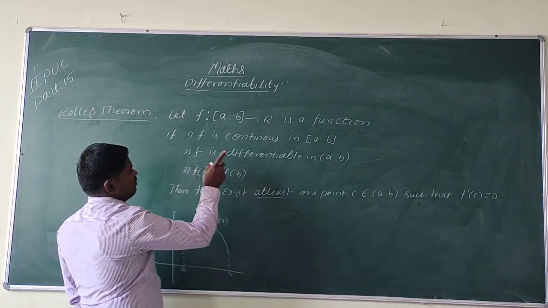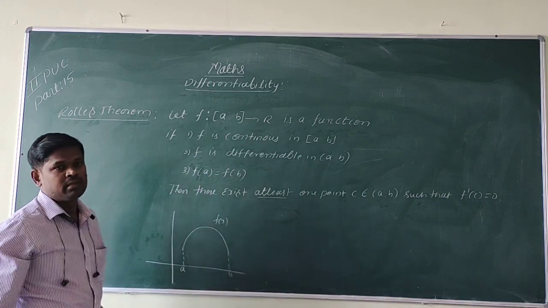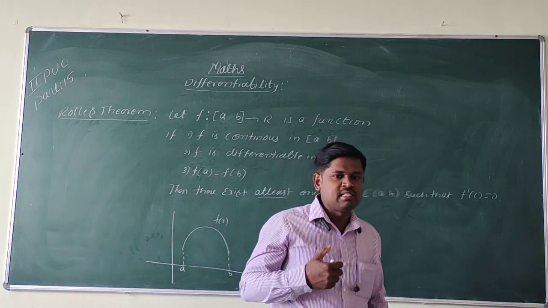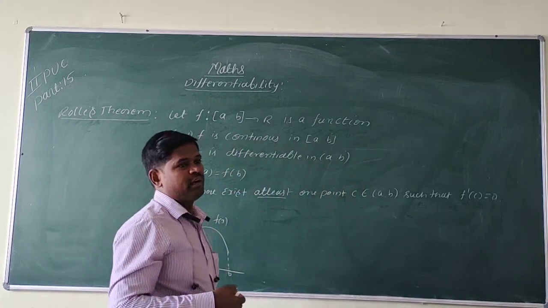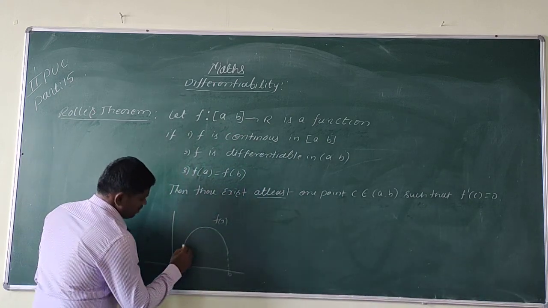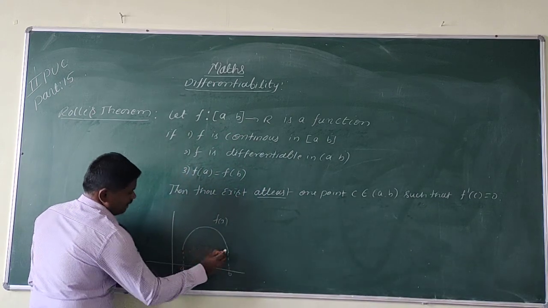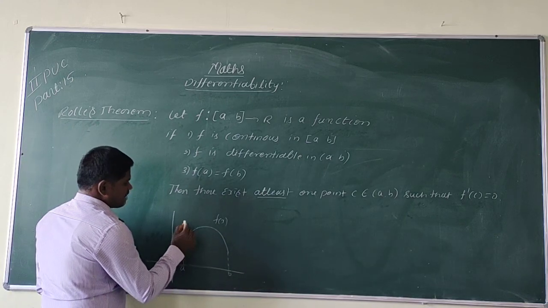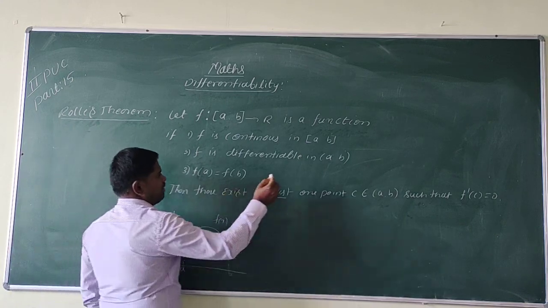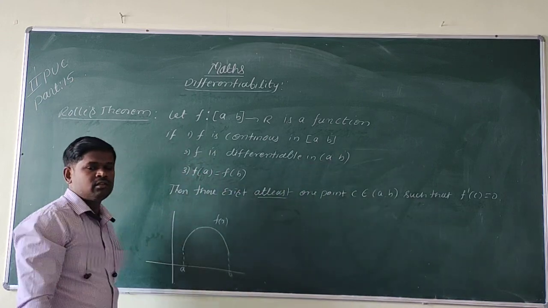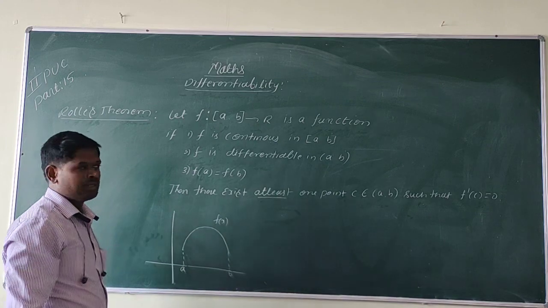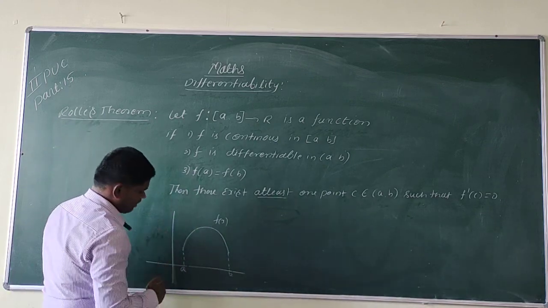Next, f is differentiable in the open interval (a, b). Differentiable means there exists a tangent at every point. So from here to here, excluding a and b, there exists a tangent at each and every point between a and b. That is differentiable.